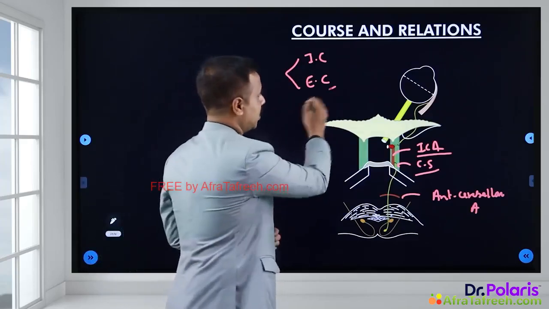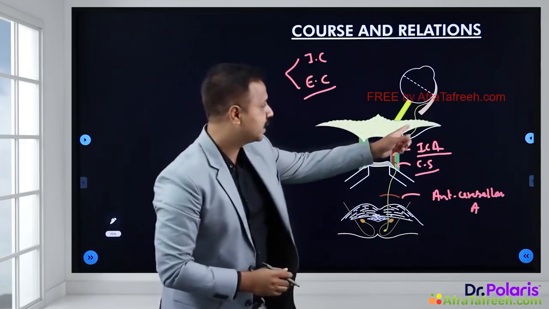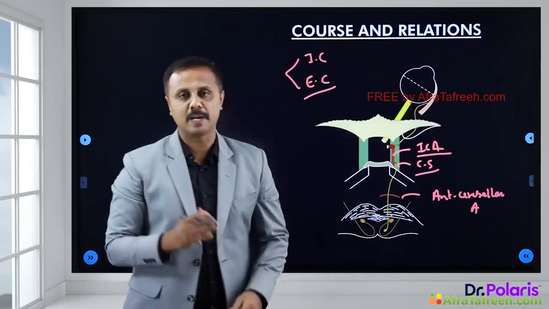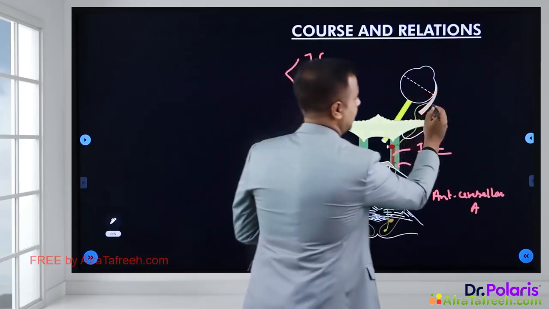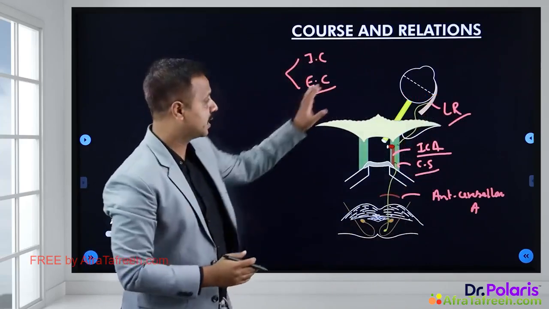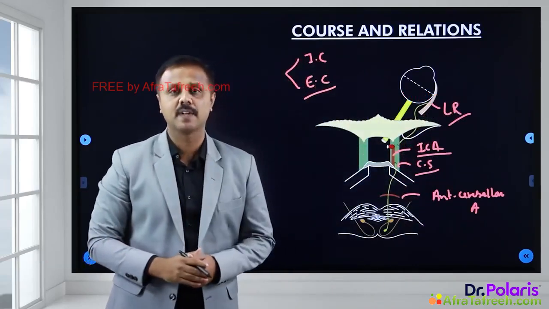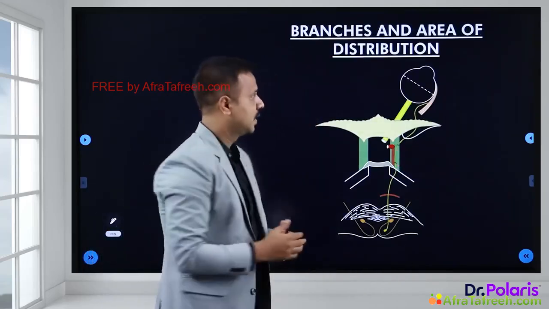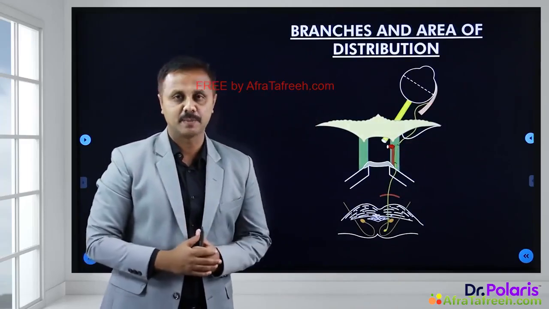The extracranial course begins from the exit through the superior orbital fissure. The nerve ends by supplying only one muscle, and that muscle is the lateral rectus. This is what you can remember about the course and relations of the abducent nerve. Right? What about the branches and area of distribution?